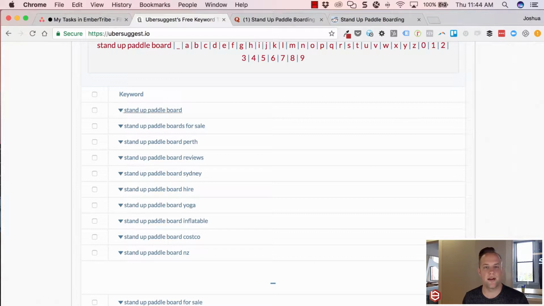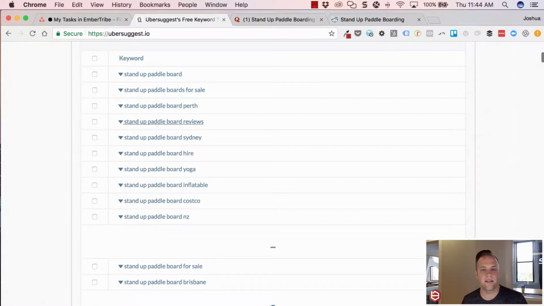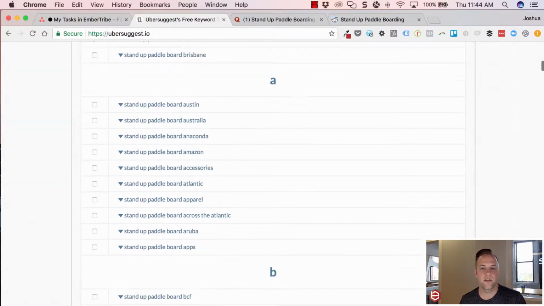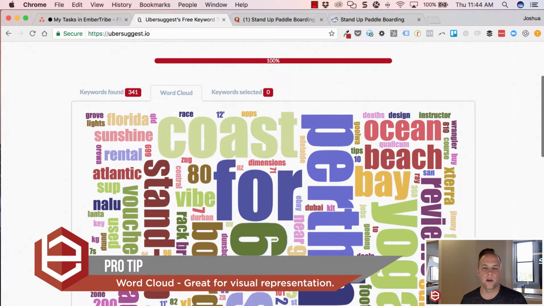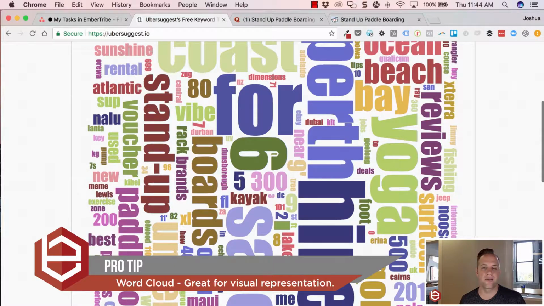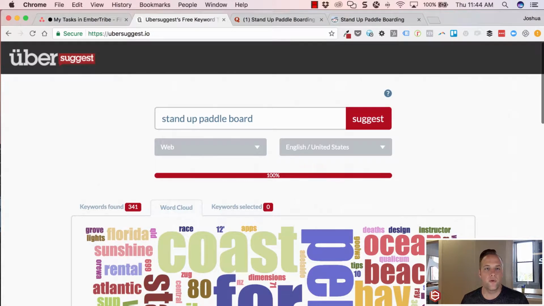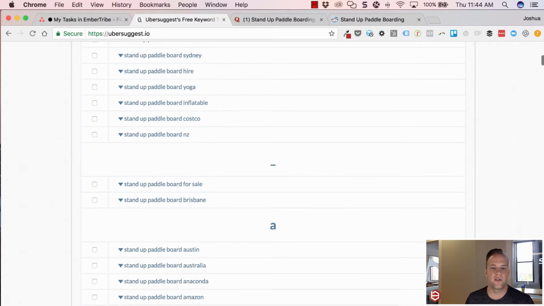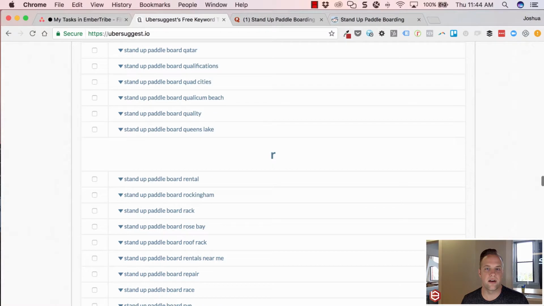So there's some obvious ones here: stand-up paddleboards for sale, stand-up paddleboarding in different cities, but we also see like stand-up paddleboard yoga. Okay, so this is an interest of some people, is to do yoga on their stand-up paddleboards. So you can go through here. There's also a word cloud option. So if you really are short on time and just kind of want to look from the top down, you can pick up on the most common keywords that show up here. So Ubersuggest is the first place to go to kind of generate some new angles to approach here. And you can go all the way down, even through the alphabet, and just see what is on here.